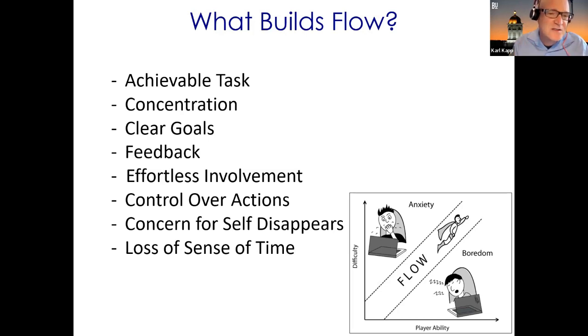So alongside concentration and achievable tasks, we have clear goals. Like, what exactly do I need to do? A vague or ambiguous goal is not going to help at all with putting somebody in a state of flow. If you don't know what to do, it's hard to get into a rhythm, right? It's hard to get into the state of flow. You have to know exactly what to do. Feedback can help. Say, hey, you need to try this, you need to try that. That can help reinforce movement toward those goals.